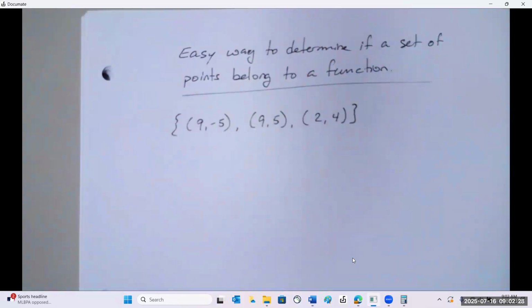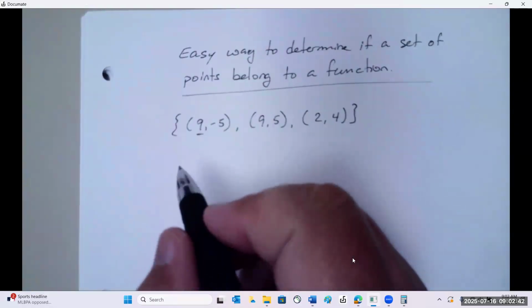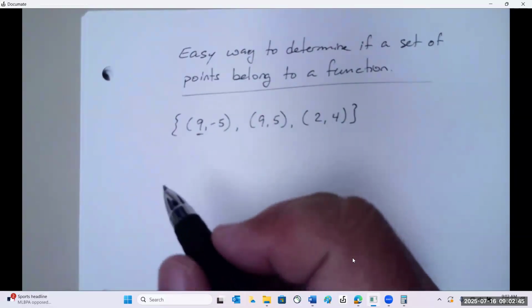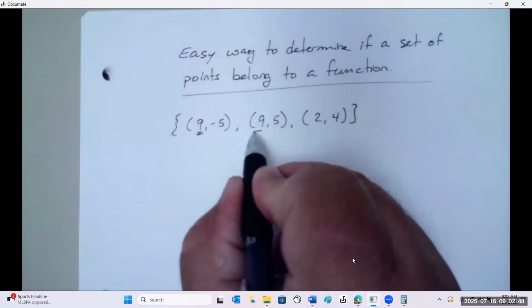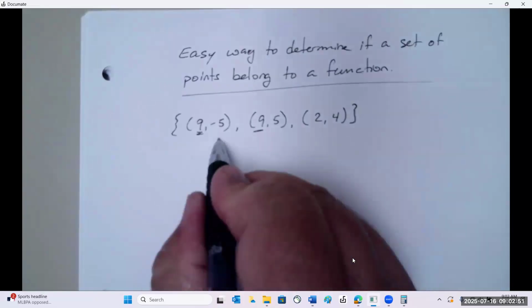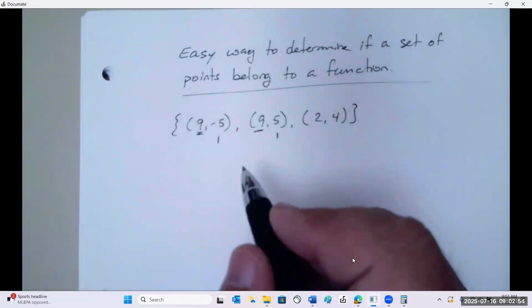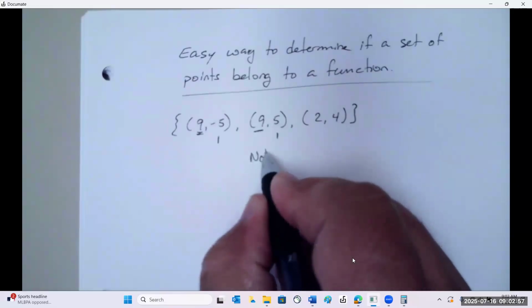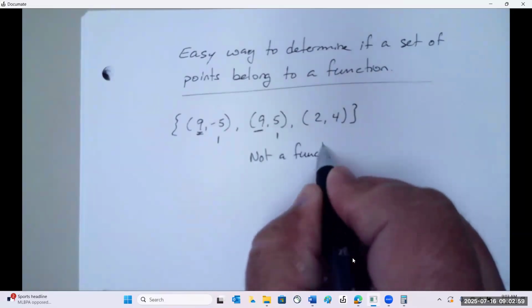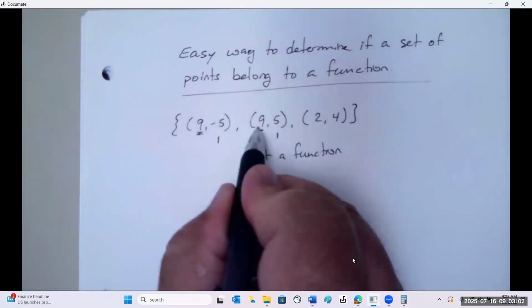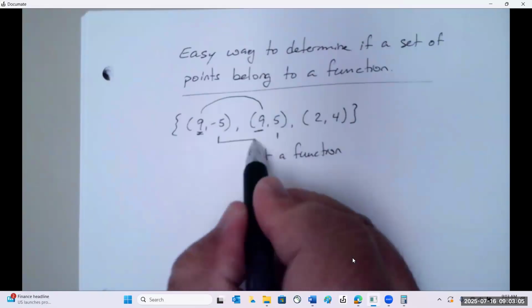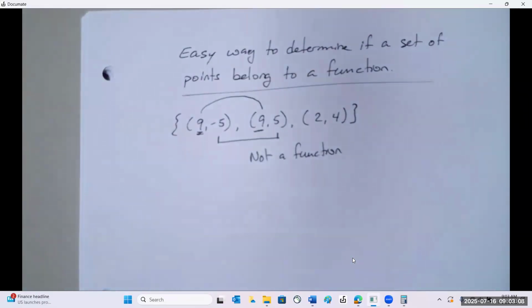Do those points belong to a function? Why not? Well, remember I said each x value can only have one arrow coming out of it, right? So the moment you see more than one x value with different y values, it's not a function. Because the x values are the same, but the y values are different. You cannot have that.